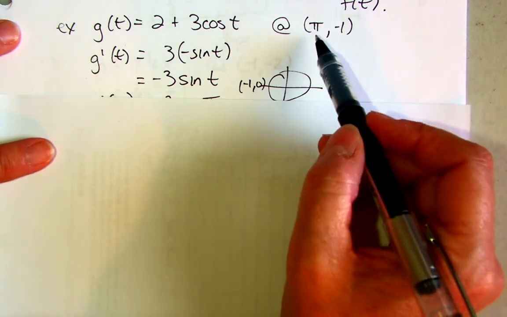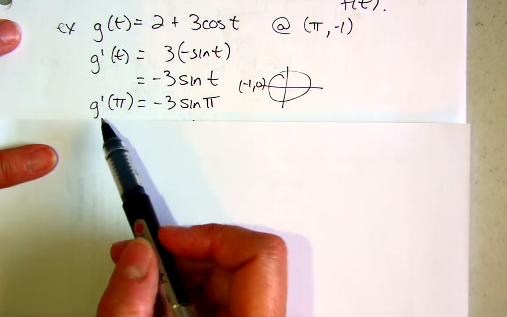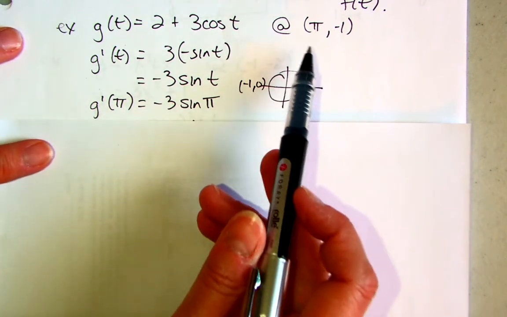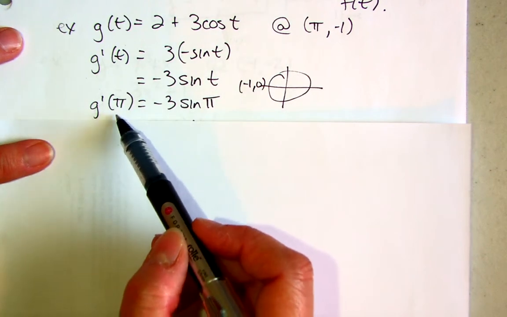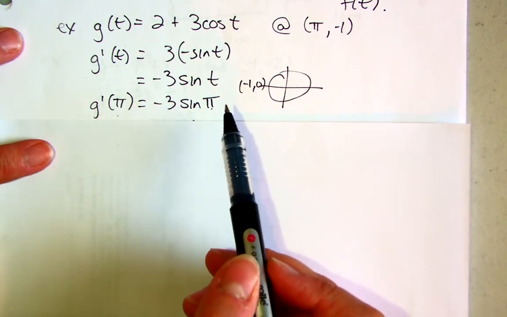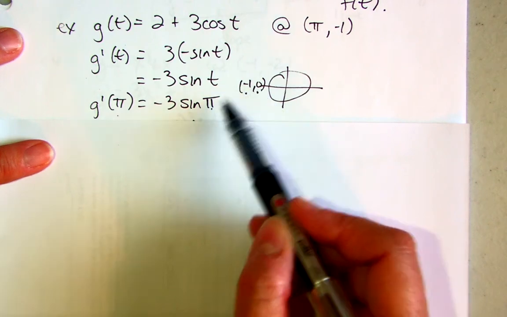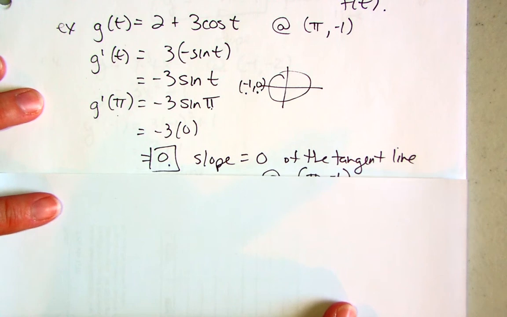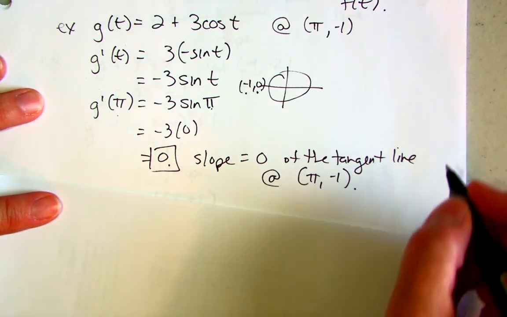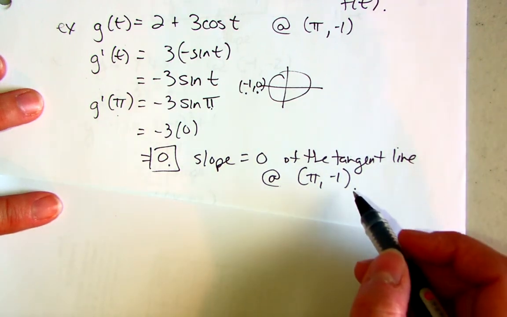Now it says at the point pi, negative 1. So why did I draw that? Because I was getting myself ready here. I'm going to evaluate it or find the specific slope at pi, negative 1. So I put in pi, or t. Well, this is sine, that is 0. Negative 3 times 0 is 0. So the slope of the tangent line at pi, negative 1 is 0.